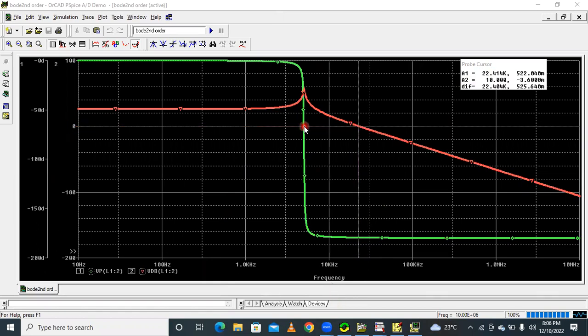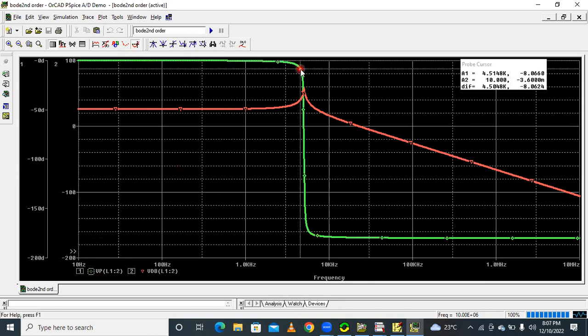Similarly, then we have to find the phase crossover frequency. The phase crossover frequency is found from the phase line, that is the phase plot. This one is the phase plot. So select this phase plot and enable toggle cursor like this.